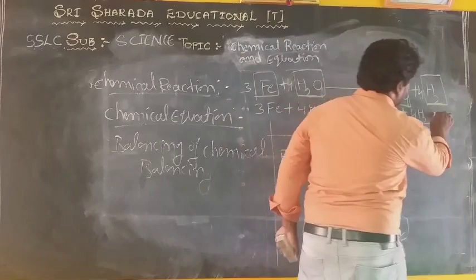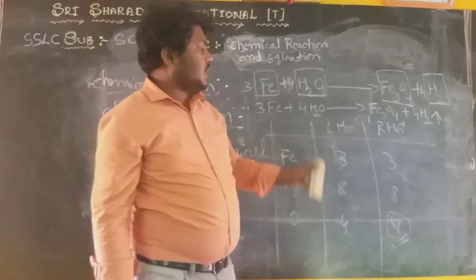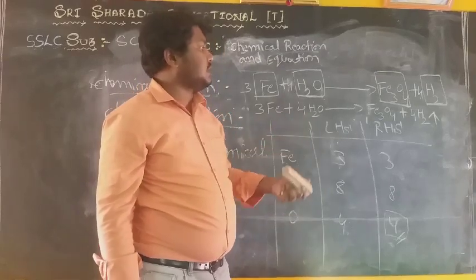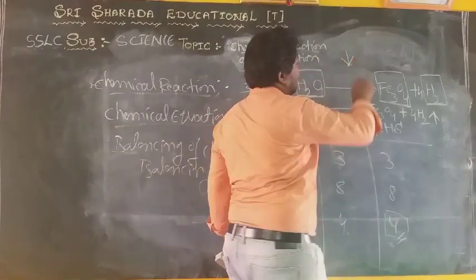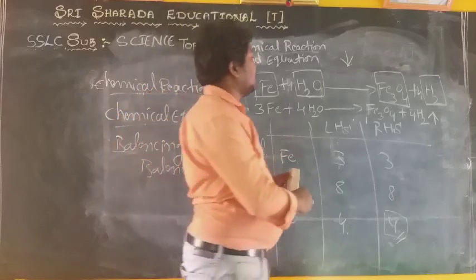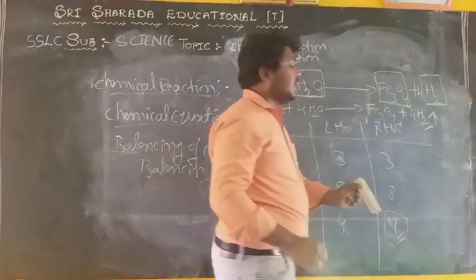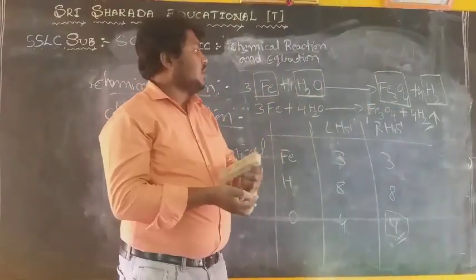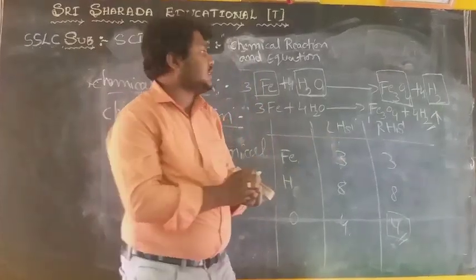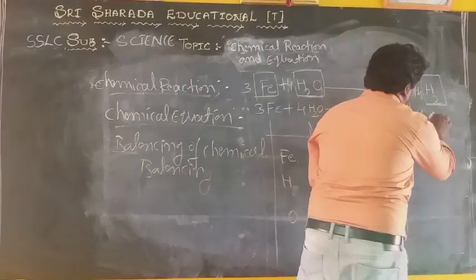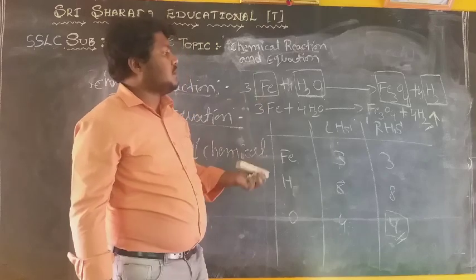After writing the hydrogen, we can represent it by the upward arrow mark. If any precipitation occurs in the equation, we can represent it by the downward arrow mark. Why? Because the hydrogen liberates. So while we liberate gases such as hydrogen, oxygen, chlorine, we represent them by the upward arrow mark. So that is very important.